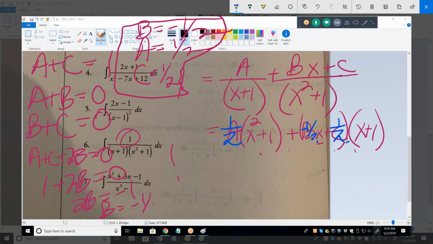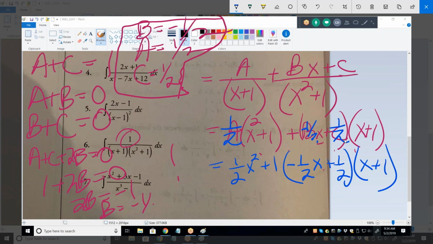Right. So we have 1/2 times x squared plus 1. What is this? Is a minus 1/2? Yeah. So that's minus 1/2 x plus 1/2. Hold on. Times x plus 1. I got something wrong here. There's a plus sign right here. Right.